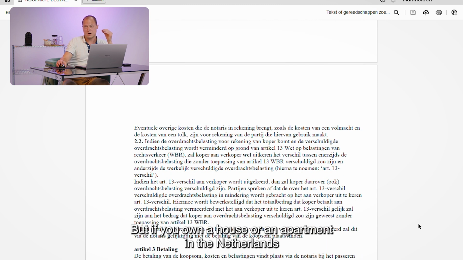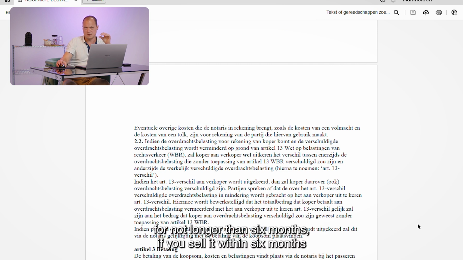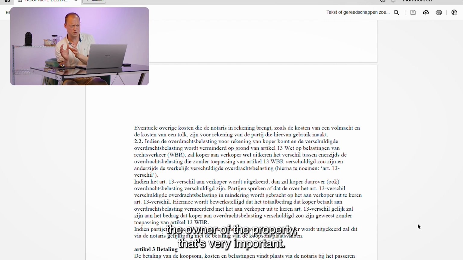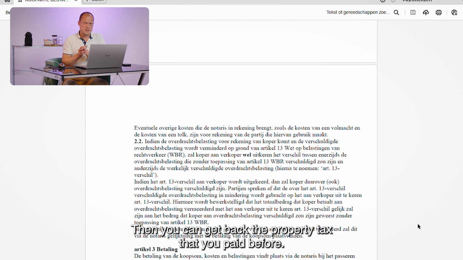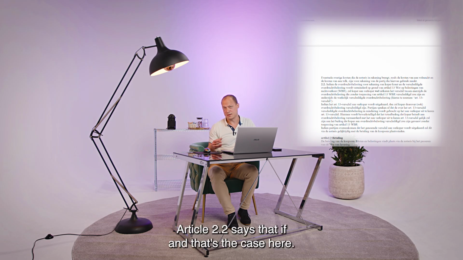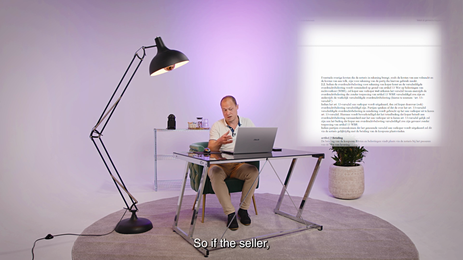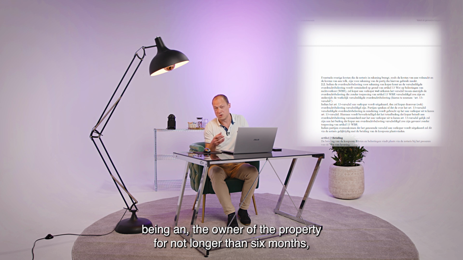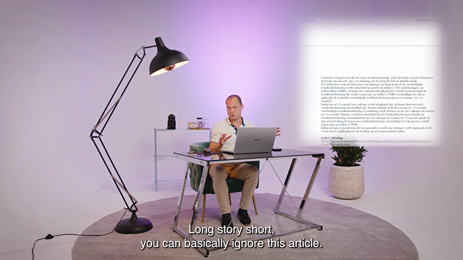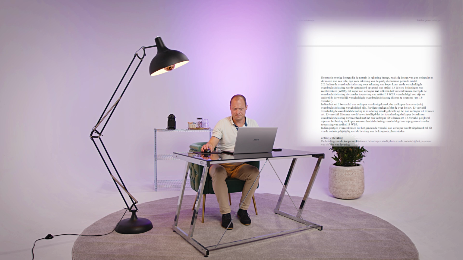But if you own a house or an apartment in the Netherlands for not longer than 6 months, if you sell it within 6 months and you're not longer than 6 months the owner of the property, that's very important, then you can get back the property tax that you paid before. Article 2.2 says that if that's the case here, so if the seller is selling it within being an owner of the property for not longer than 6 months, you as a buyer will cooperate in him getting the property tax back. Long story short, you can basically ignore this article.